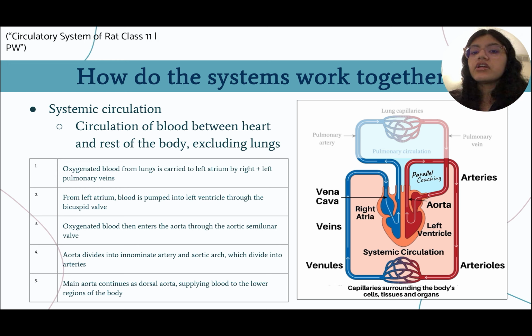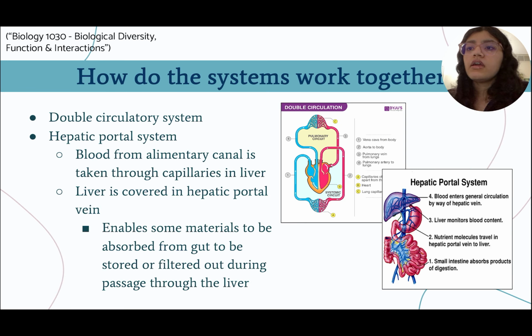Then this aorta divides into the previously mentioned innominate artery and aortic arch, which divide further into arteries that supply blood to the brain, neck, forelimbs, and so on. And as stated before, the main aorta will continue as the dorsal aorta to supply blood to the lower regions that the innominate artery and aortic arch will not reach. Together, the pulmonary circulation and systemic circulation create the efficient double circulatory system that is in rats.